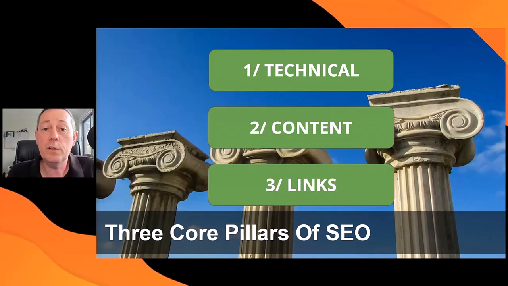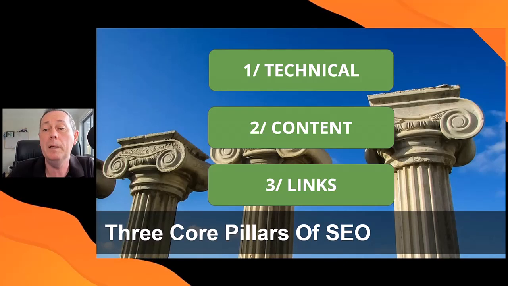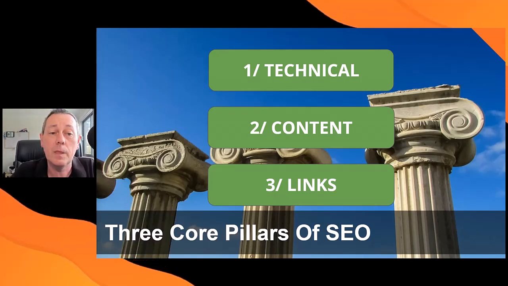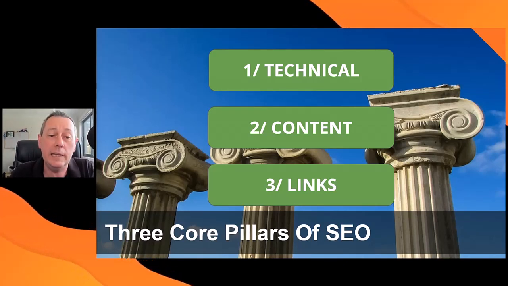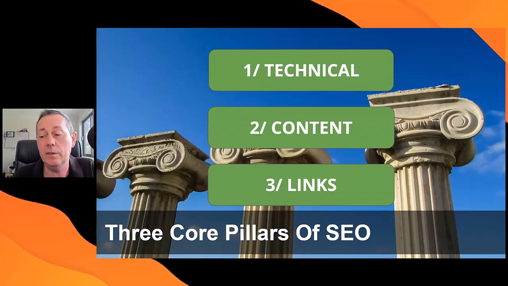So what do you need to focus on to get the most out of SEO? There are 3 core pillars of SEO. They are technical, they are content, and they are links. So let's have a look at some of these activities that you're going to be performing inside these 3 pillars.